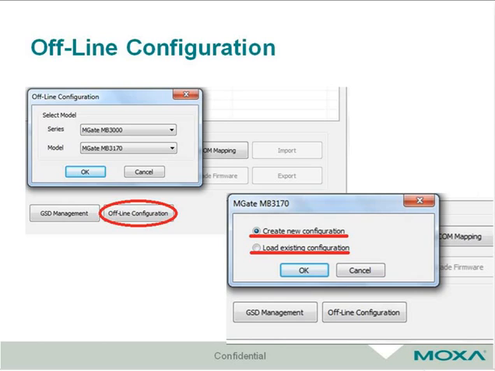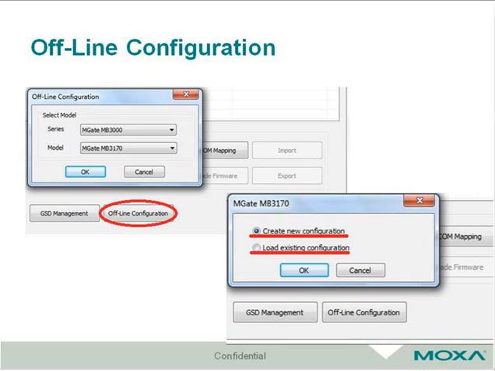In the page, it shows you the function of offline configuration. You can use it for two purposes. First one, create new configuration. For example, if you don't have IEG by hand, but you would like to configure it in advance, you can use it to produce a configure file. After you get the IEG, you can import the configure file without setting. The second one, load existing configuration.